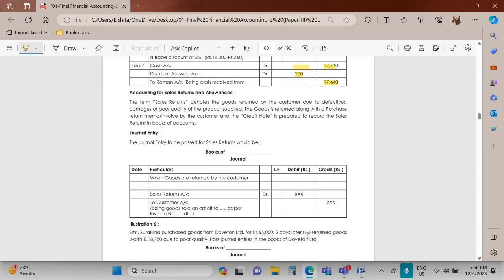Accounting for sales return allowances. Suppose the goods have reached the customer. Suppose there are 10,000 goods and suppose on a visible inspection, he is able to say that 300 goods are not meeting the expectation which he wants to return. We will allow that return. The term sales return denotes the goods returned by customer due to defects which are visible, damages, or poor quality of the product supplied. The goods is returned along with the purchase return memo or invoice by a customer and a credit note is prepared and record the sales return in the books of accounts.